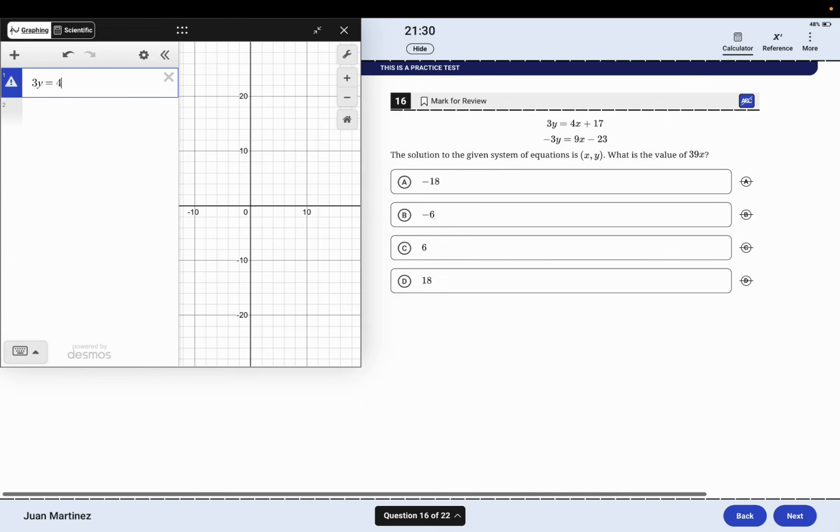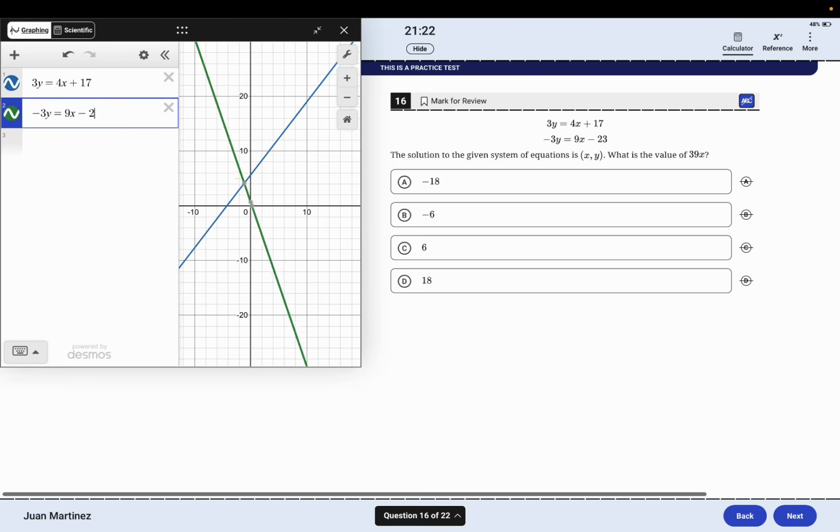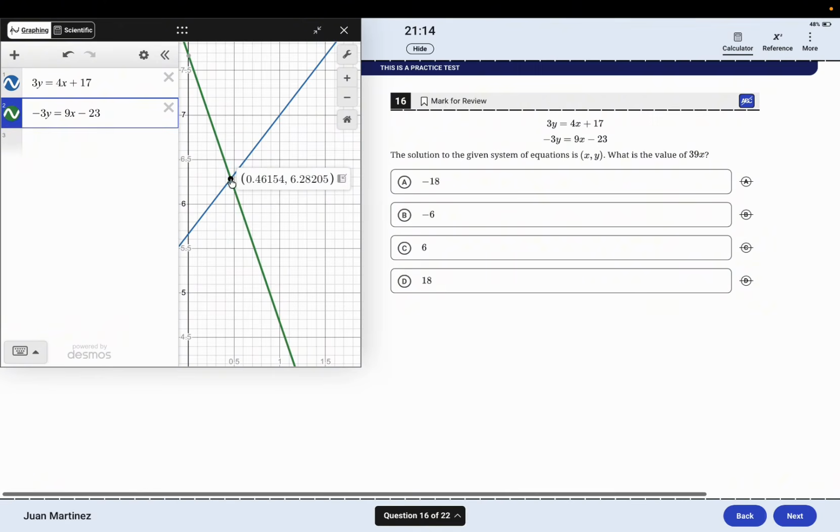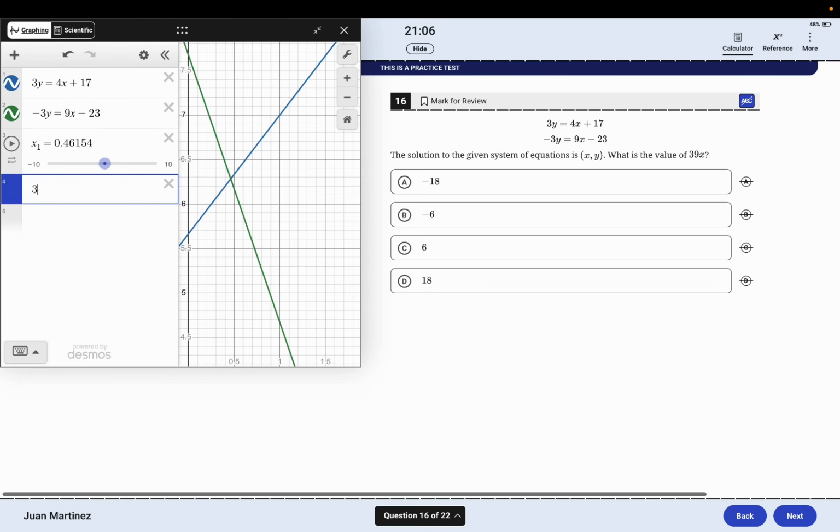Let's see here. System of equations. So we just graph it. Negative 3y equals 9x minus 23. There's so many points here. Okay, so yeah, this is our x value. Let me just call it x1. 39x1 is roughly 18, so it's b.